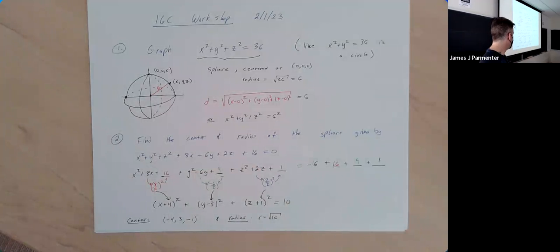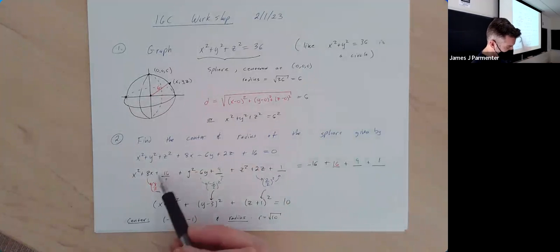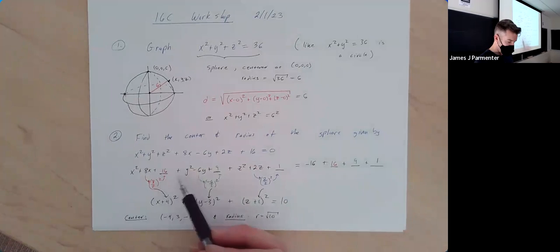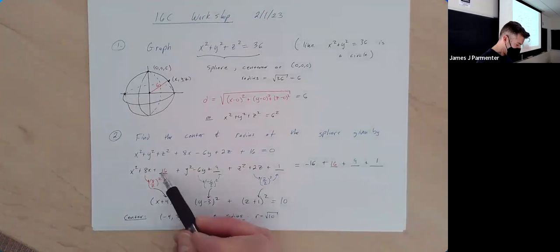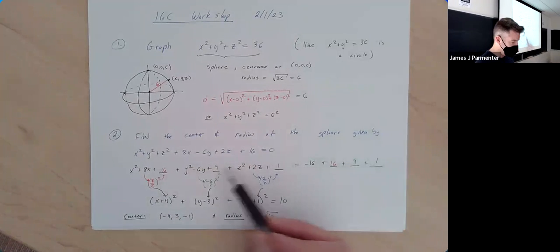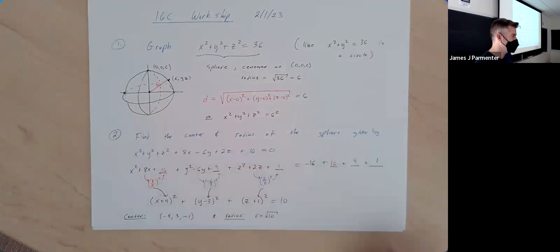Yeah. And some people like to do the thing where they add 16 here and subtract 16. I feel like if I've got two sides of an equation, I might as well add 16 here and add 16 here, and add 9 here and add 9 here, and add 1 here, add 1 here. I mean, it makes sense. Yeah, but that's pretty much the same thing every time.